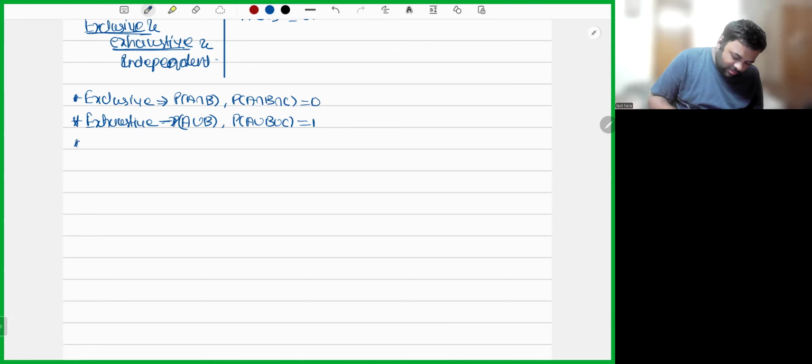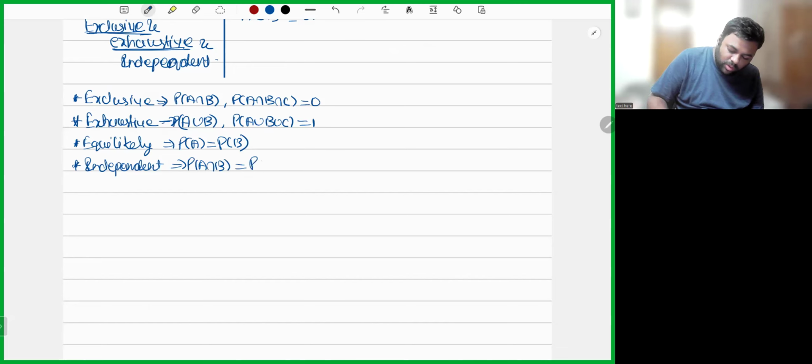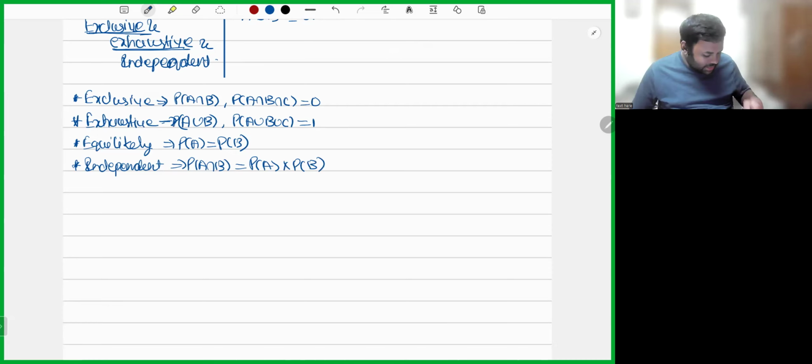Next, we have equilikely events. Equilikely events means P of A will be equal to P of B. Next, we have independent events. Independent events means P of A intersection B is equal to P of A into P of B. So these are the most important points, my dear friends. Many times you can see them in the examination. He'll just ask a straightforward question on this. There are no twists and turns in this question.